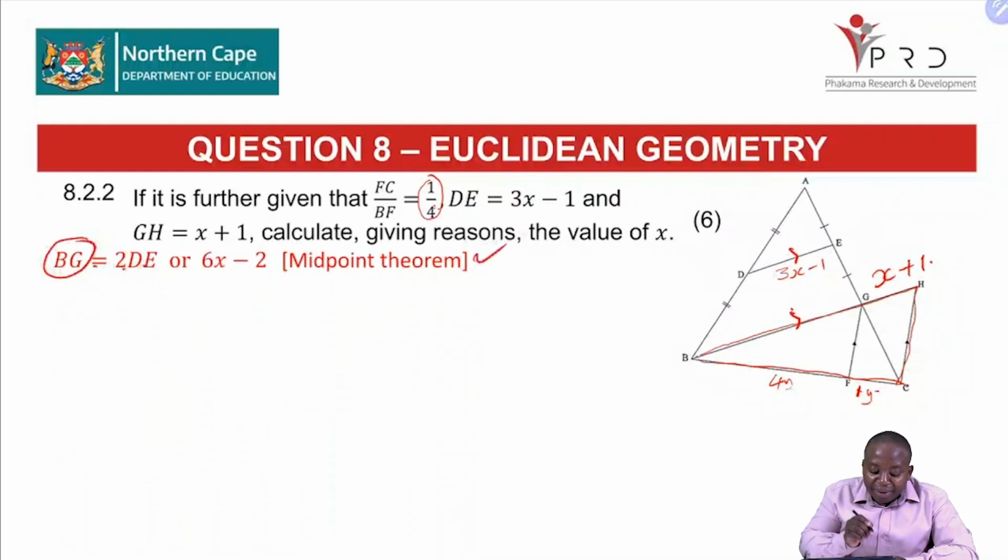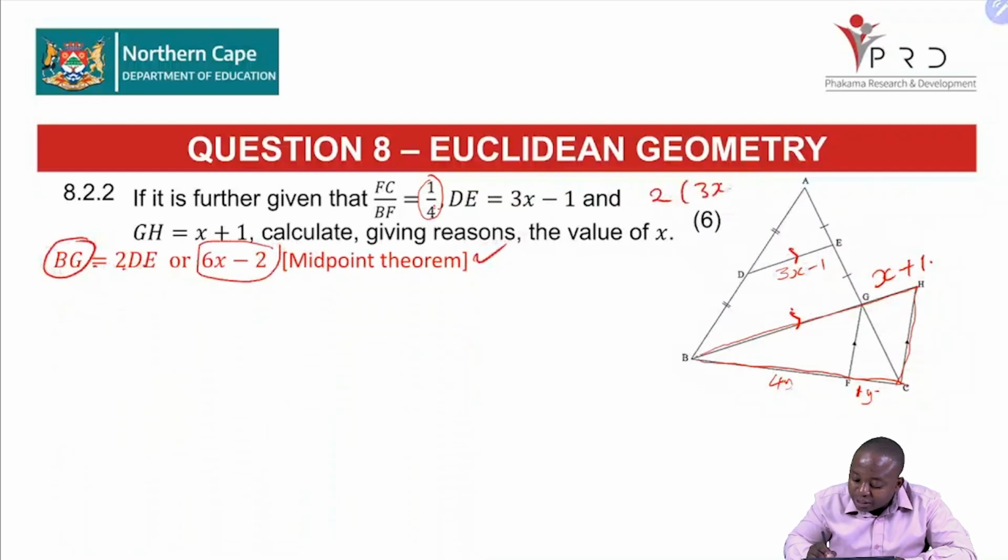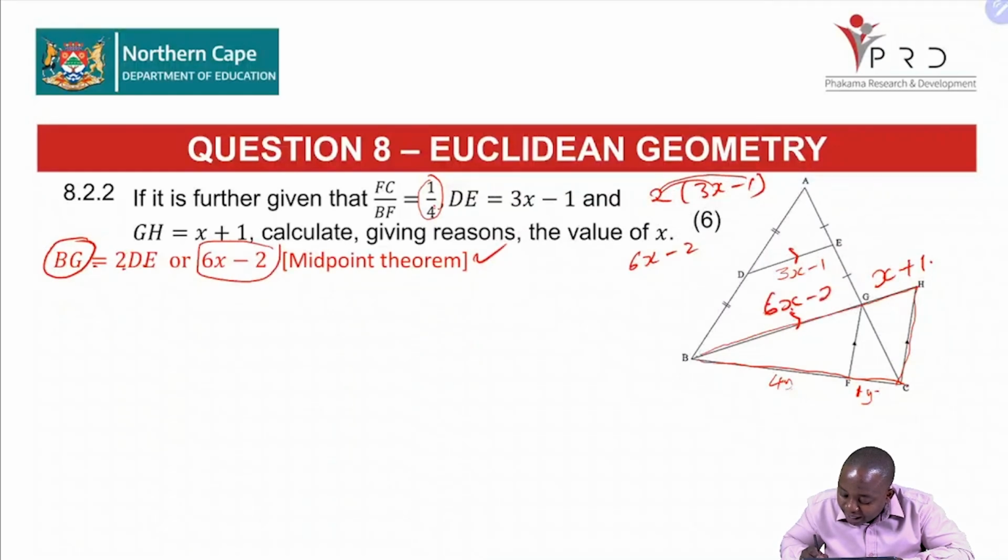Therefore, our BG is going to be 2 multiplied by DE, and DE is 3x minus 1. So into 3x minus 1, we are going to distribute the 2 as we do there. So 2 times 3x is 6x. Then we have 2 times negative 1, which is negative 2. So then we have that BG is actually 6x minus 2.